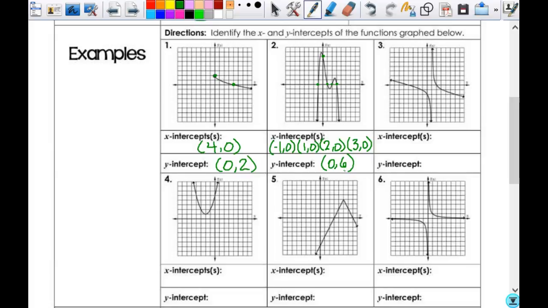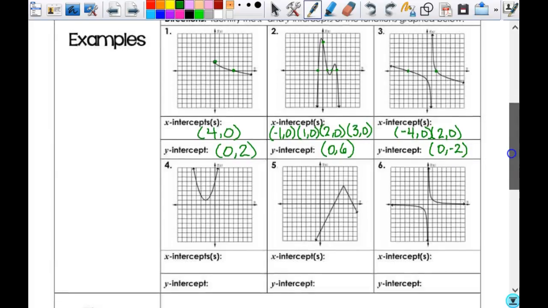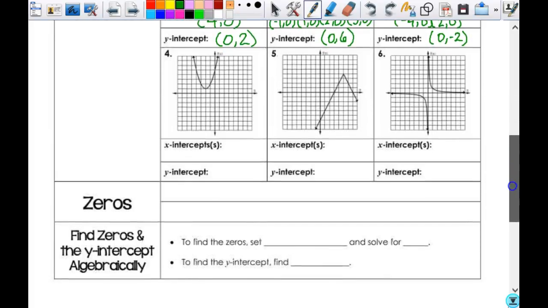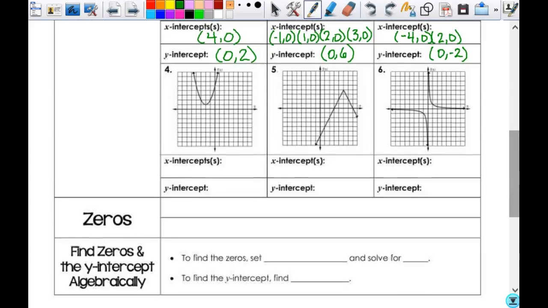All right. How many x-intercepts do I have on number 3? 2. Okay, so they are at negative, is that 4? Okay, negative 4, 0, and 2, 0. Y-intercept, one of them. So it's 0, negative 2. So are these pretty easy? Yes. So we're going to do the next 3 anyway, even though it's not necessary, because when it's easy, we don't complain. We're just glad that it's easy.